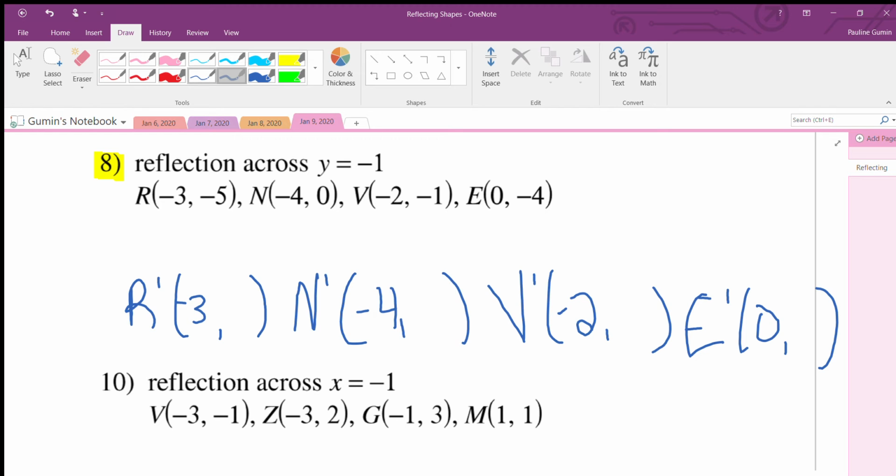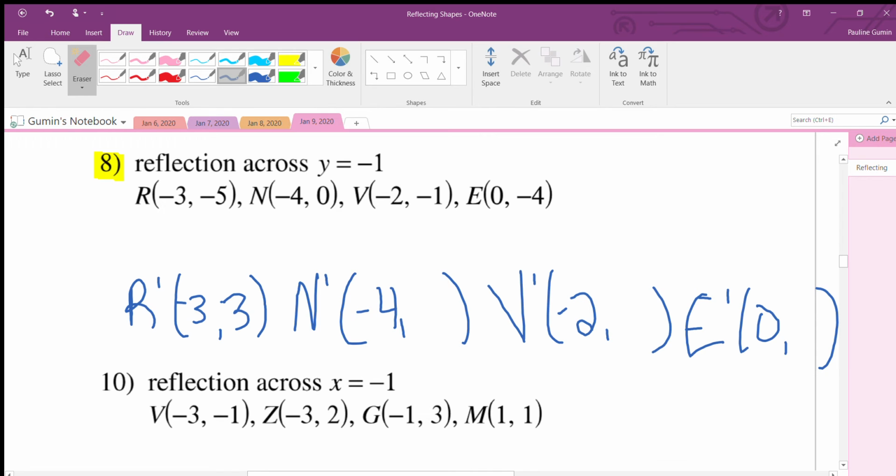Okay, so next I'm going to, instead of count the distance from the point to the line, use our arithmetic skills. Okay, to get from -5 to -1, I need to add 4. Well, to get my new y coordinate, I'm going to add 4 to my line of reflection. -1 plus 4 is +3. Great.